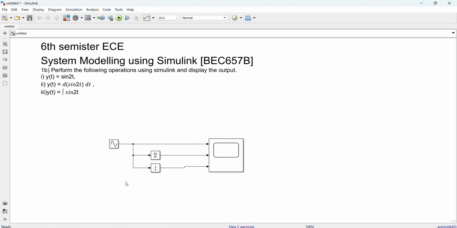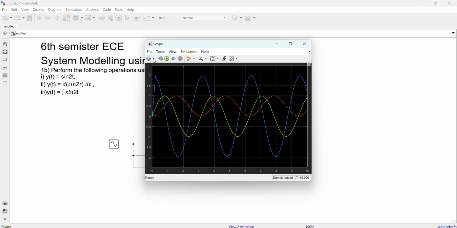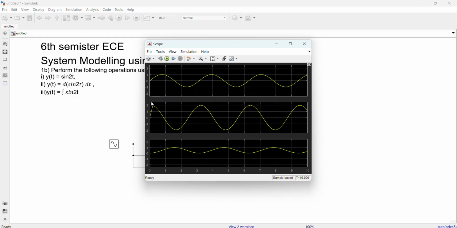Now let's see the result. Here we have to add 3 plot panes. The first waveform is sine 2t. The second is the derivative, 2 cos 2t. And the third one is the integral of sine 2t, which is minus 1 by 2 cos 2t.